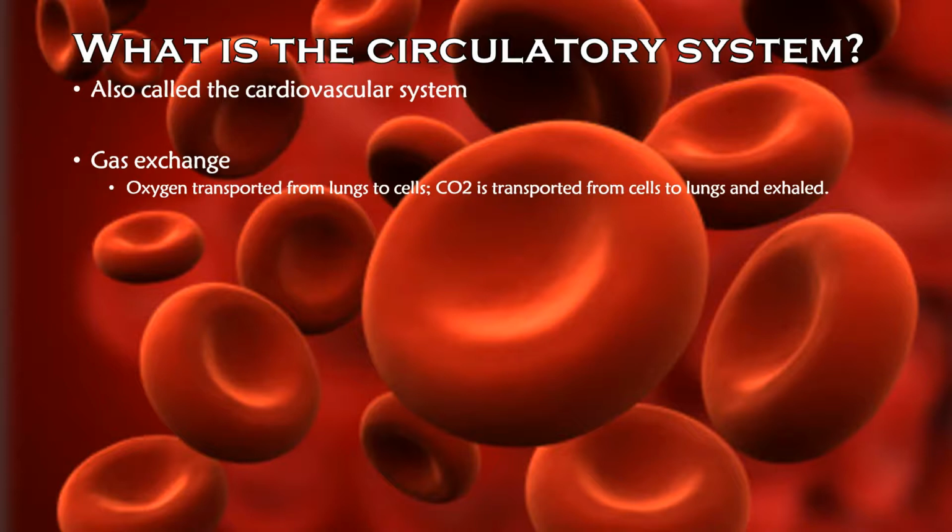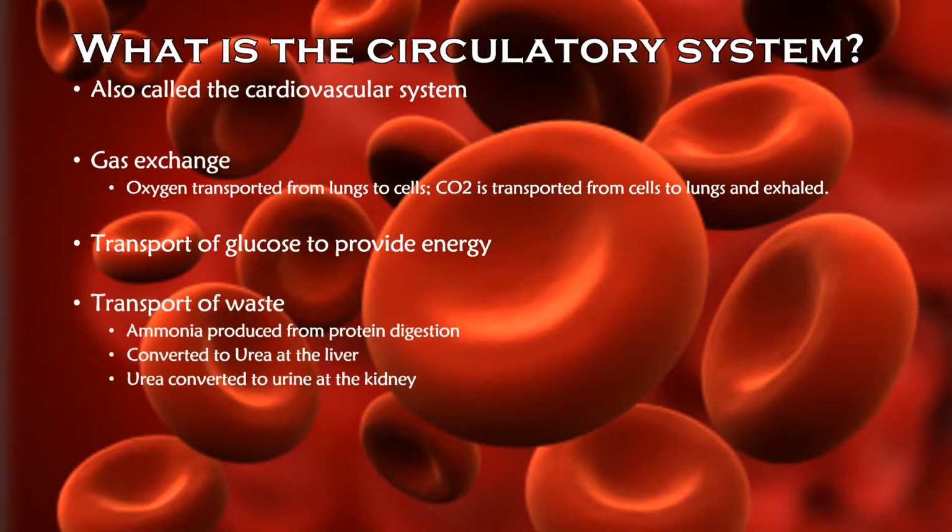Now, if you recall, in the lungs are air-filled sacs called alveoli, and surrounding the alveoli are blood vessels, and it is at those blood vessels where gas exchange is taking place. Now, another function of the circulatory system is the transport of glucose to bodily tissues to provide energy for certain bodily processes. It also is involved in the transport of waste.